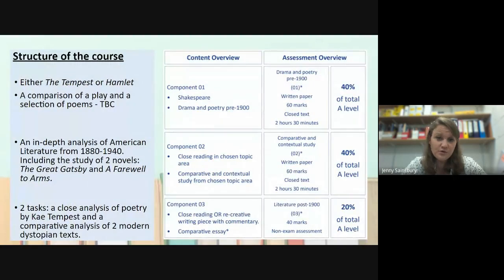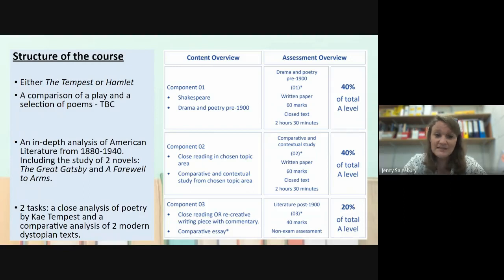So the structure of the course I'm not going to go through in a lot of detail, but essentially what we've got is a real range and a real opportunity. Okay, we do have the first unit, component 1, is like the older unit. We study a Shakespearean text, really focusing on the context and critical appreciation of that text, and then we also study poetry and drama from before 1900.